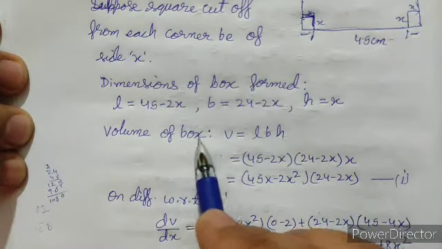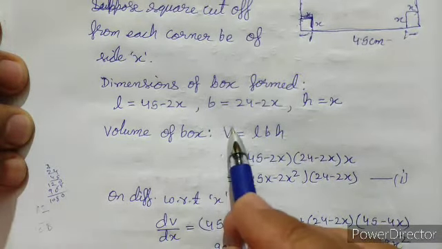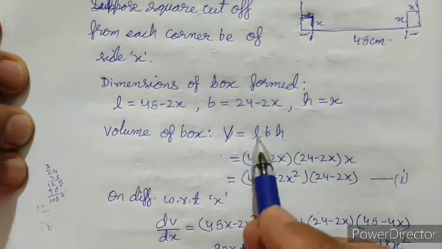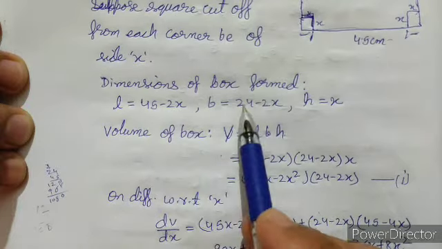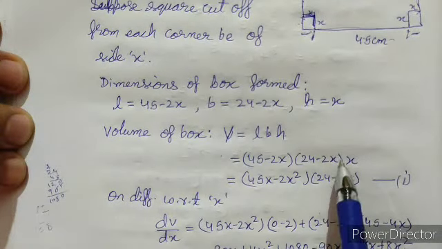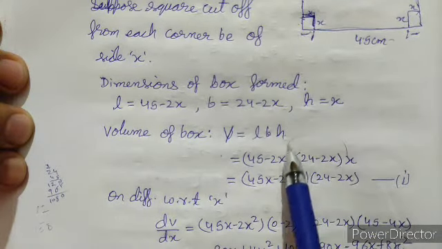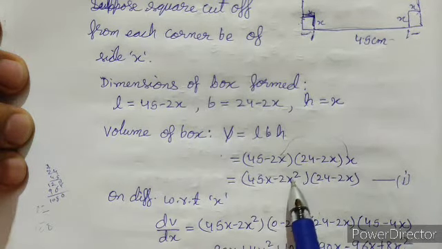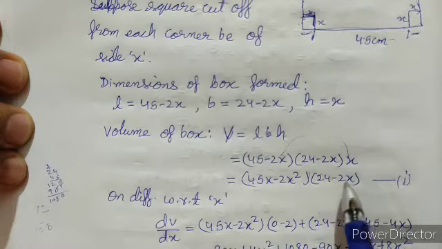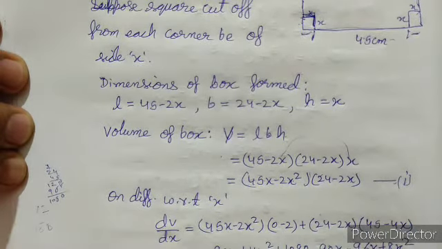Now we have to maximize the volume, so we will find out the volume of the box. Volume of the box, that is V, is equal to length into breadth into height, and that will be (45 minus 2x) into (24 minus 2x) into x. Now on multiplying x with (45 minus 2x), we will get (45x minus 2x square) into (24 minus 2x), and this I have taken as equation first.